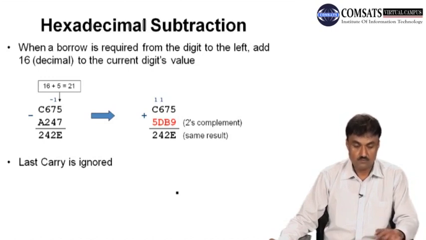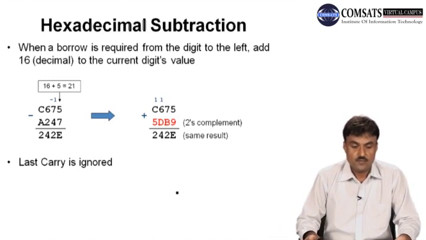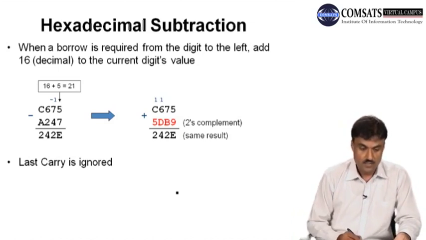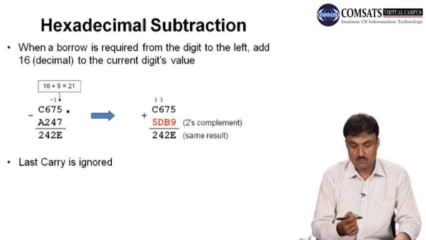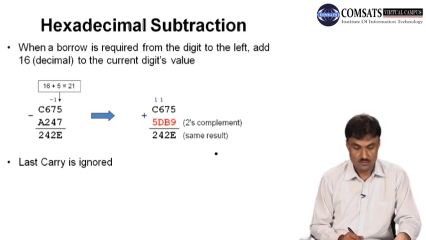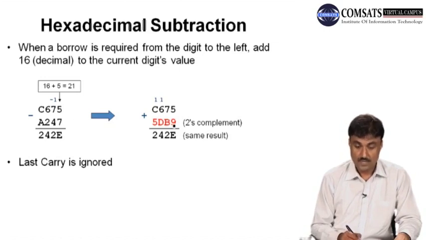So in hexadecimal subtraction, we perform it in a similar manner to hexadecimal addition, starting from the rightmost digits. When we need to borrow from the left digit, we add 16 decimal to the current digit's value. For example, here you can see the value is C675. This is without 2's complement. As we discussed in the previous slide, you can convert into binary and then perform something like 2's complement, or subtract these values from 15, represent them here, and add 1.